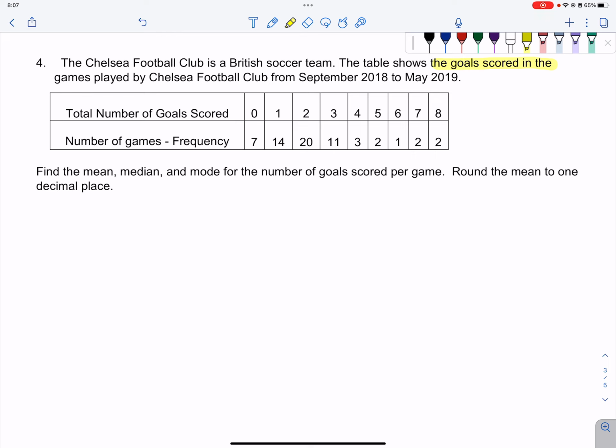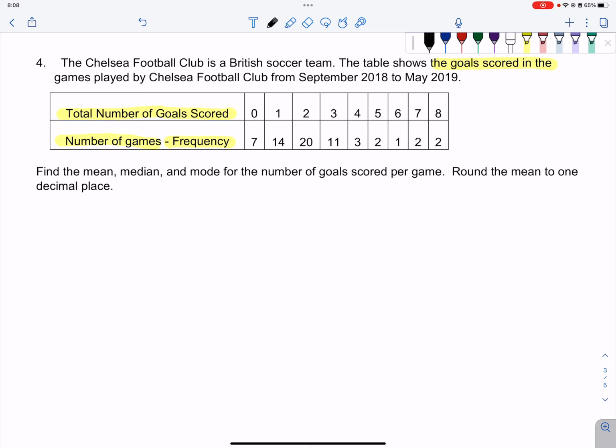The top row is telling us the total number of goals scored, and we can see it's for values 0 through 8. And then the second row tells us the number of games, aka the frequency, for those specific goals scored amounts. So essentially it's a nice shorter way to condense a large data set where we have multiples of the same value.